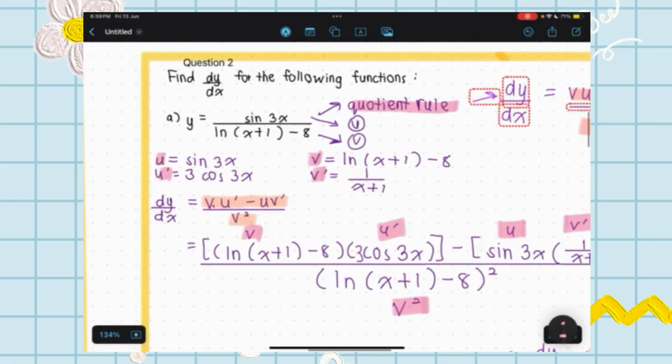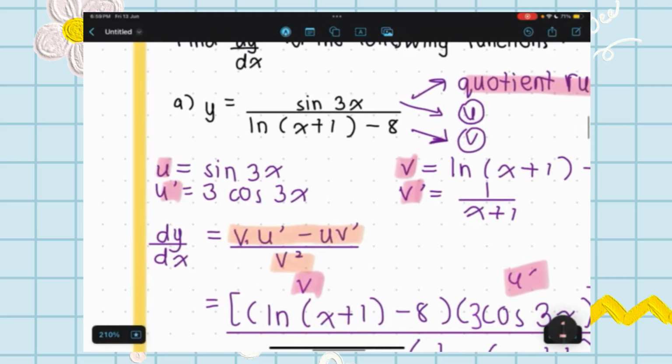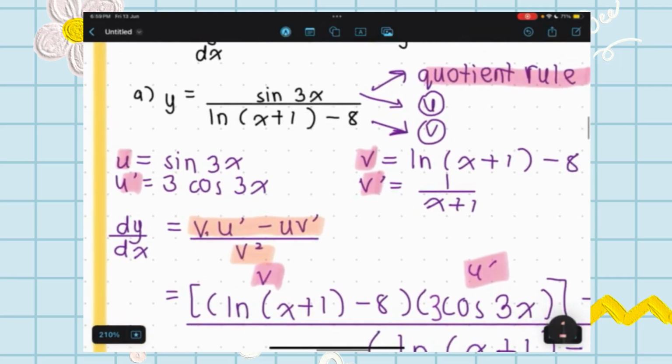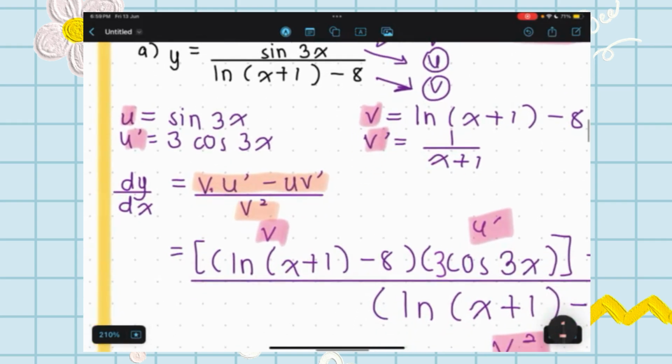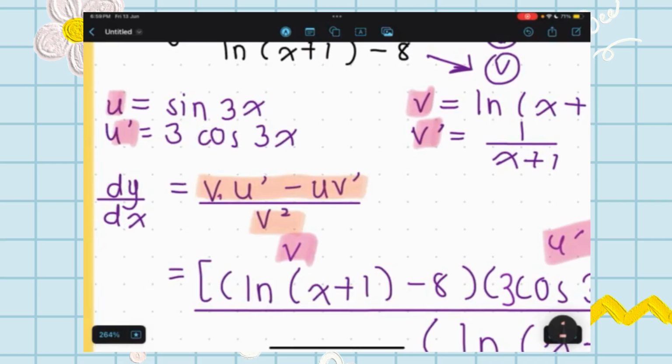The first thing, we have to find the value of u prime and v prime. After we differentiate u and v, we have to apply the quotient rule. So this is the formula for the quotient rule.